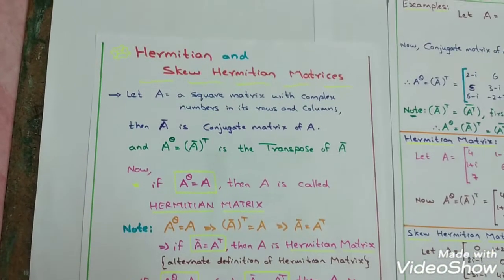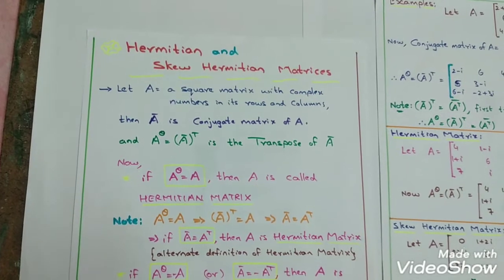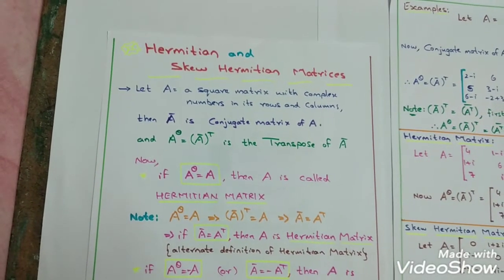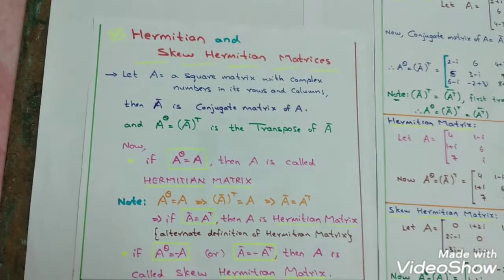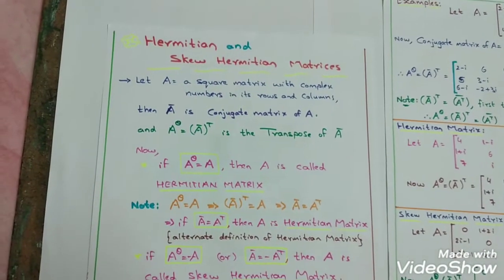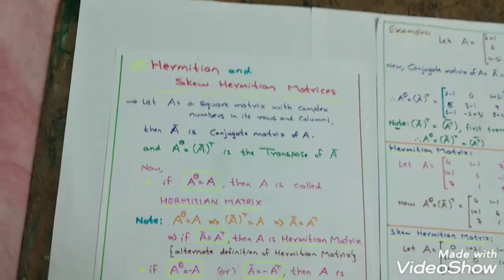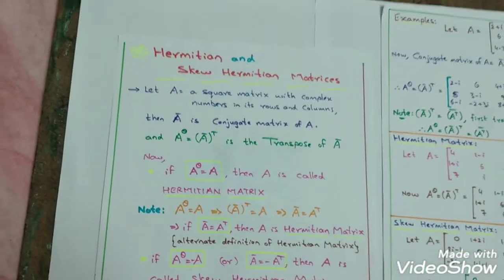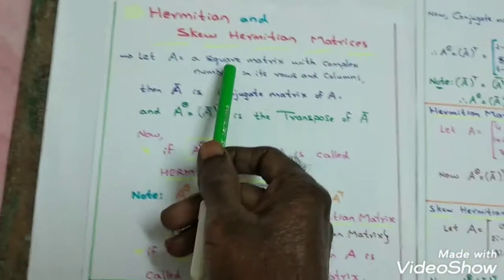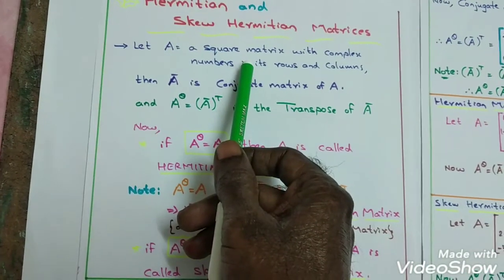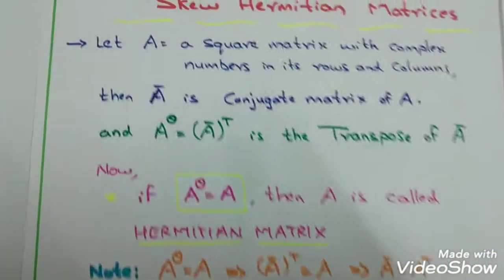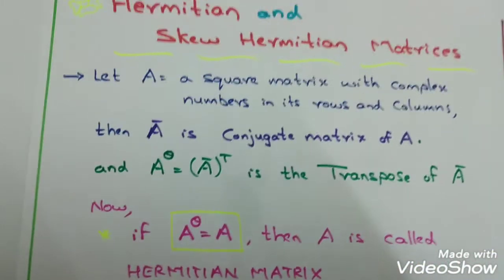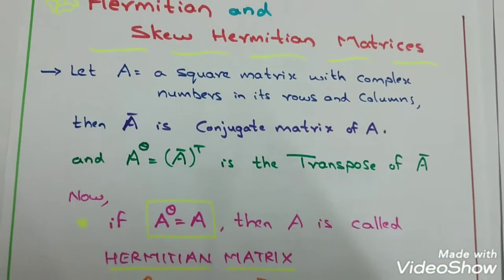Okay, dear students, BTech students, I am going to explain the synopsis of Hermitian and skew Hermitian matrices, which are very important for BTech students, mainly in the M1 paper. Now, first of all, let A be a square matrix with complex numbers in its rows and columns.